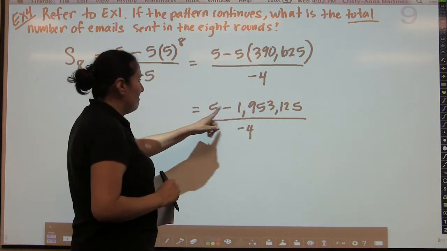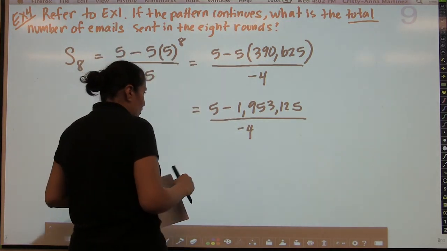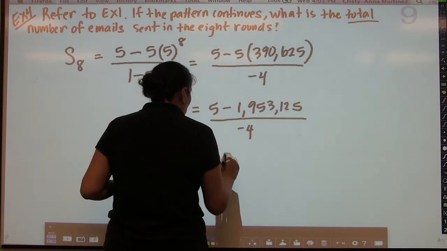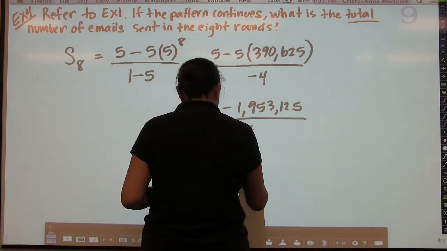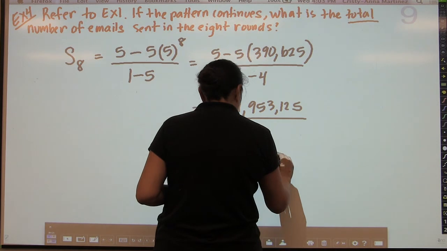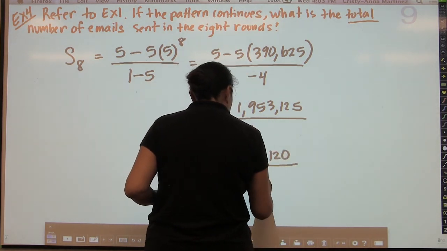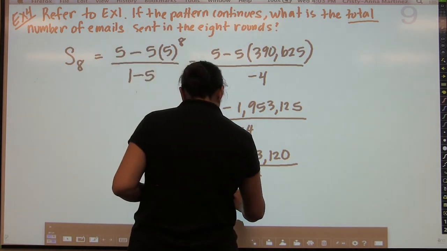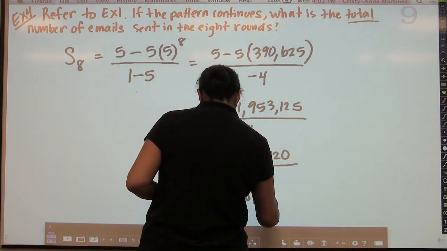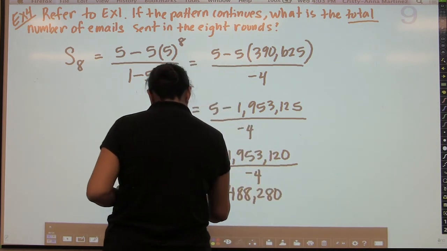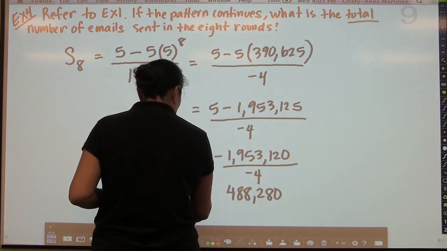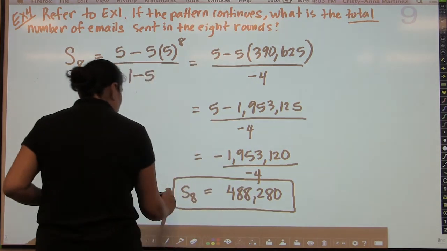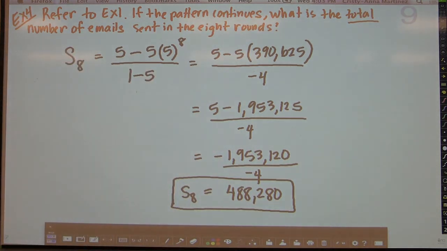And then when I go 5 minus the 1,953,125, we're going to get negative 1,953,120 divided by -4. And a negative divided by negative is going to be a positive 488,280 emails total in all 8 rounds. So if you added up the emails from each round, you would get 488,280 emails. And that is what they call going viral, right?